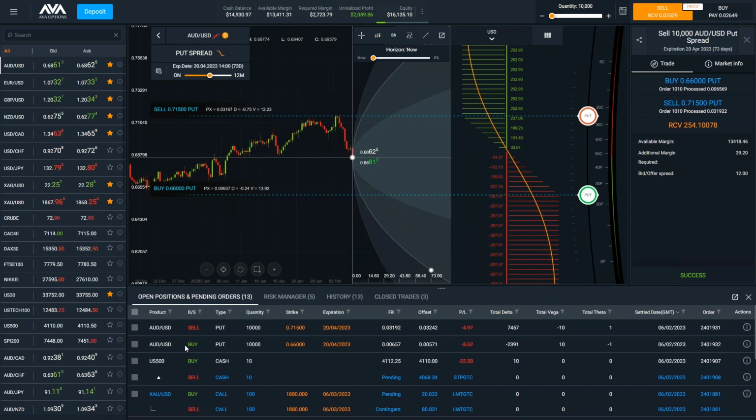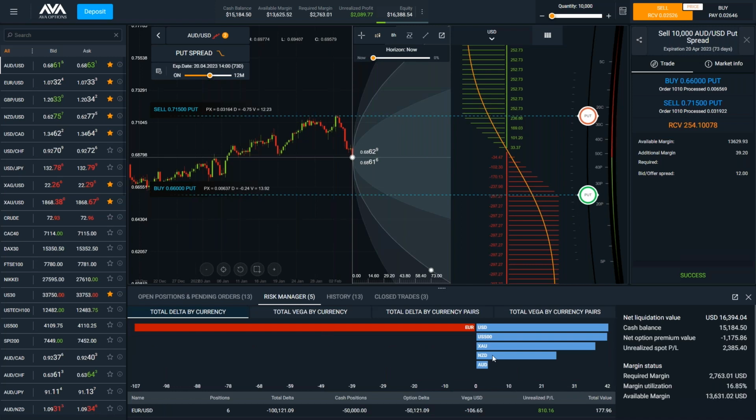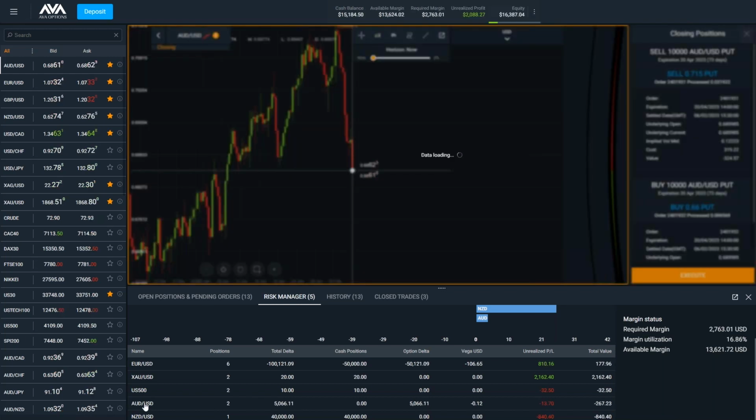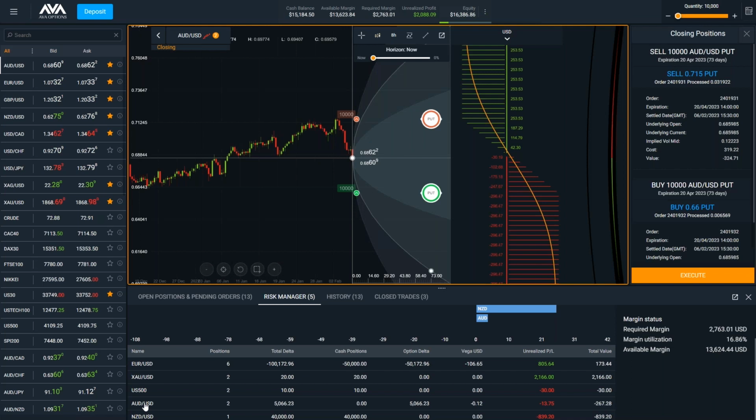There's our two Aussie positions. We just bought a put and sold a put. Go to the risk manager. You can see we are now long Aussie. Well, I only did it in 10,000, so it's a small trade. But the net delta is long. I click that, and you can see the position in our open positions.